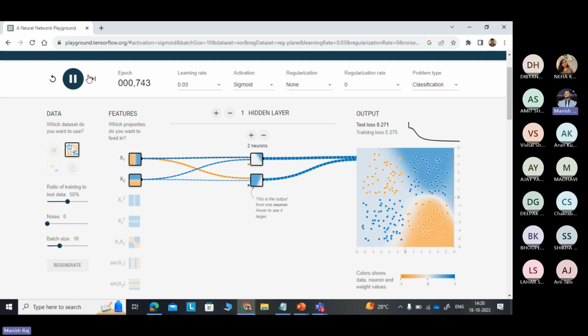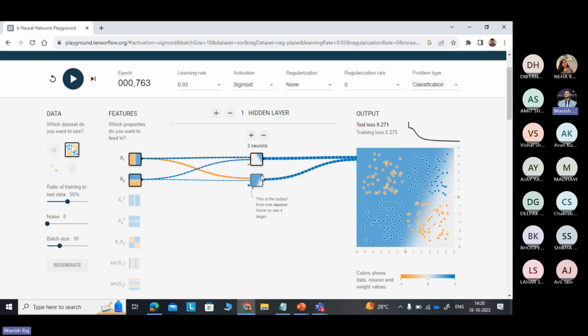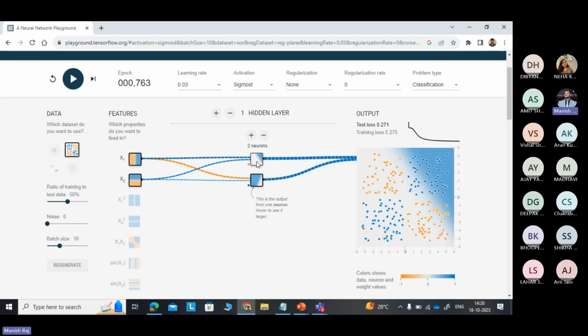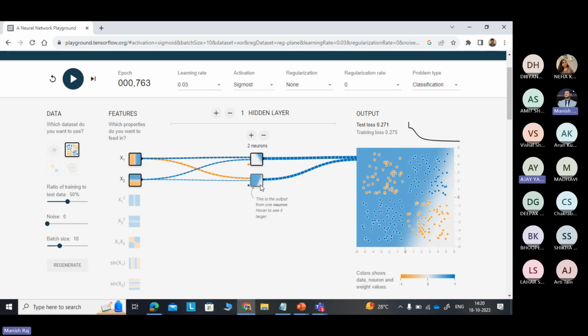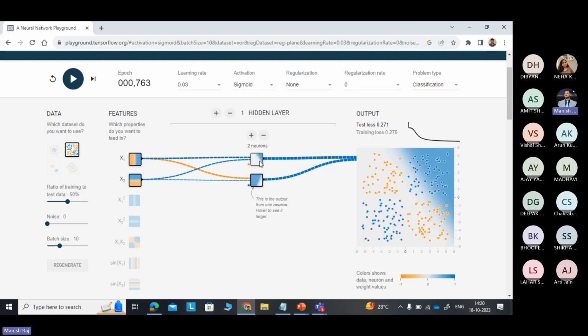Here you will see a nice story. I am saying this is the neuron. You can see here some part is blue and some part is white. And look at this green one here, look at this, just a second, let me put one here.